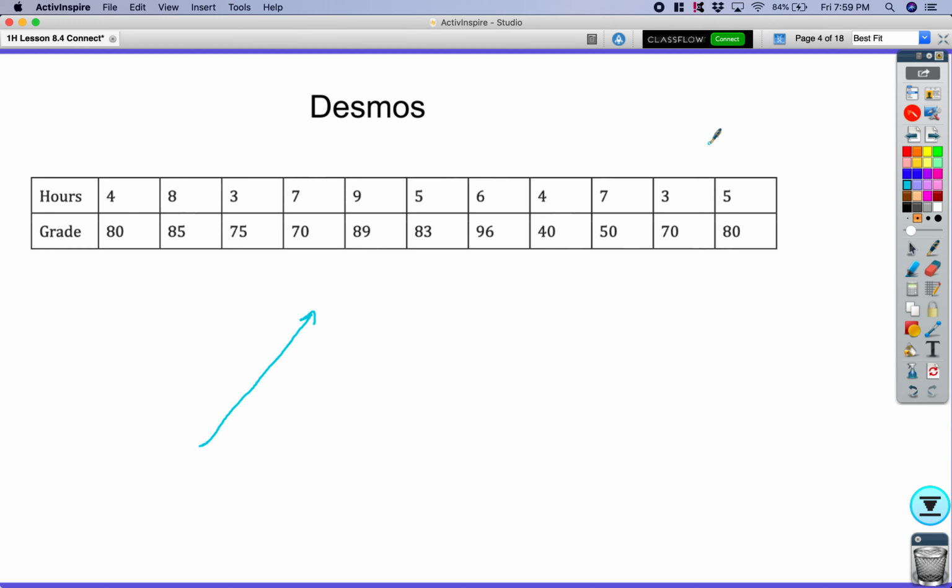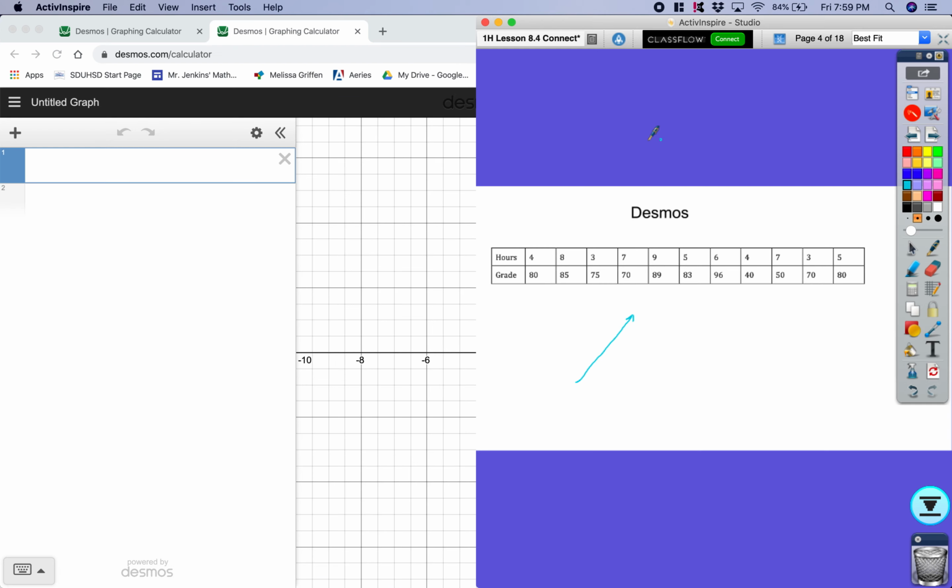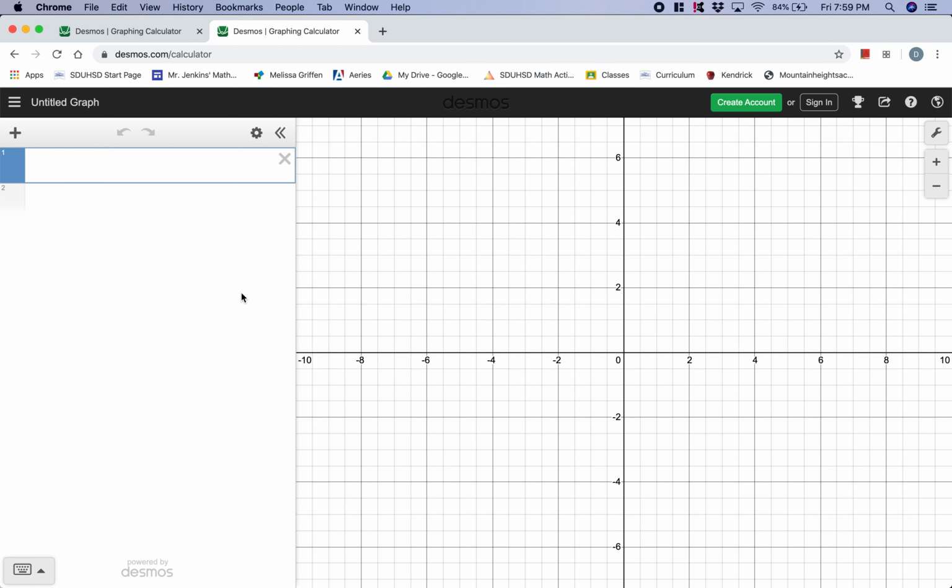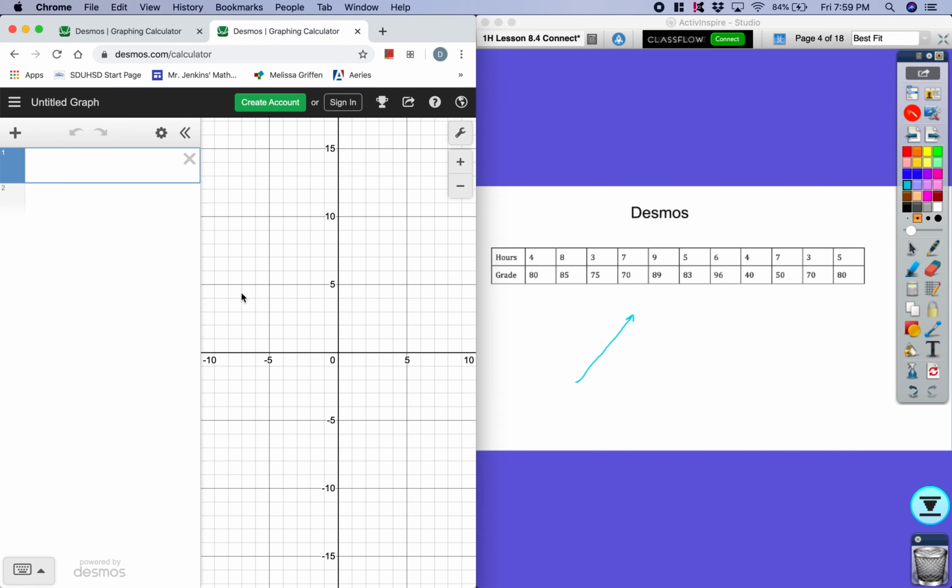So let's go ahead and look at this. I'm going to show you how to plug this into Desmos. I'm going to be separating these into two separate screens, so we have one over here, and then I have my Desmos one over here. Once you open up Desmos, the first thing we want to do is add a table. When you hit add a table, you're going to have all your x values.